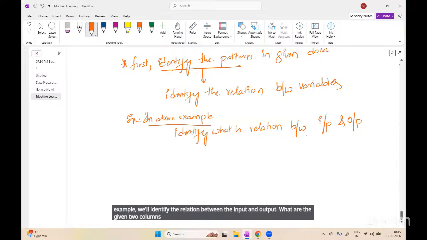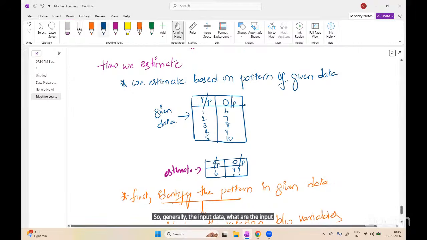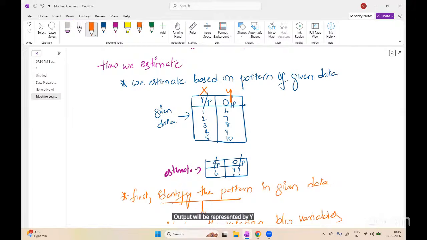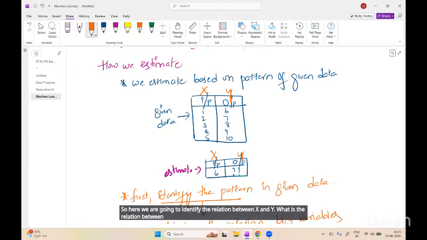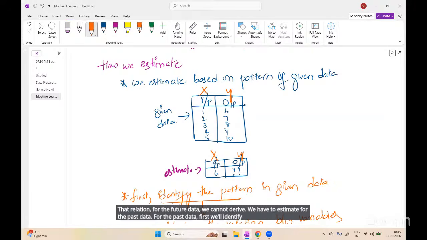Generally the input data, we represent by X. Output will be represented by Y. So here we are going to identify the relation between X and Y. That relation, for the future data we cannot try. We have to estimate it from the past data. For the past data, first we identify the relation, and that relation will be applied to the future data.